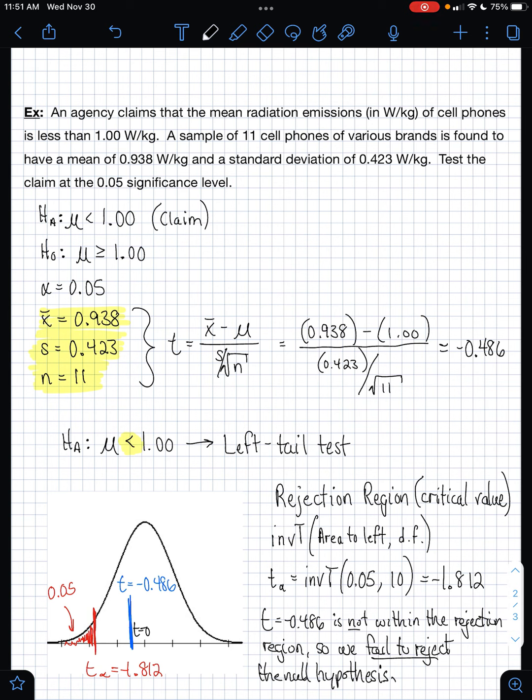By extension, that means if we are not rejecting the null, we must be rejecting the alternative hypothesis. We'll come back to writing our conclusion statement in a few moments. I now want to look at the p-value method.